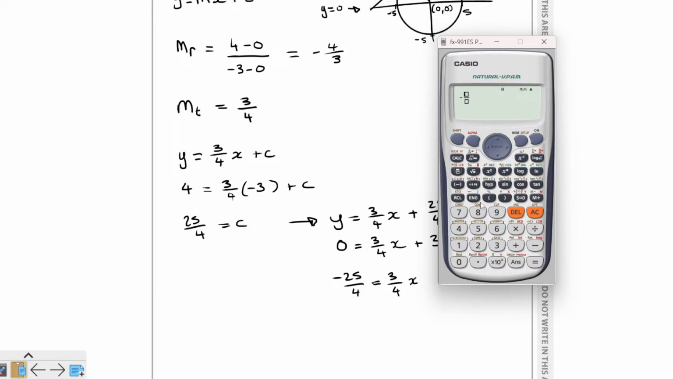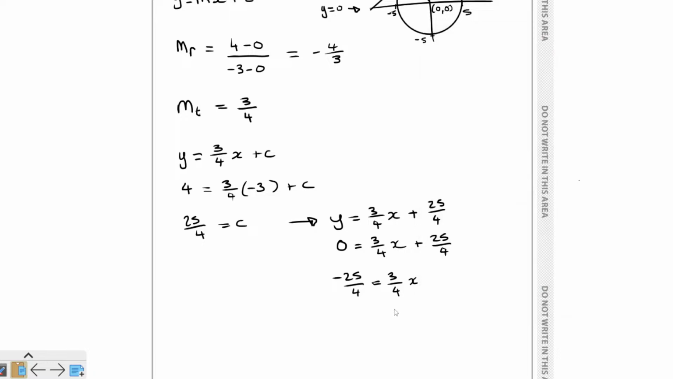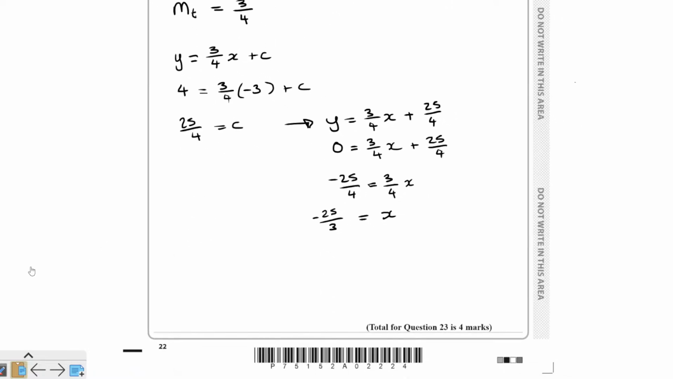So negative 25 over 4 divided by 3/4 is negative 25 over 3, which is, I mean, if it was 8, it would just give you negative 8, wouldn't it? It's obviously not negative 8. Negative 8.3 recurring. So x equals negative 25 over 3. So you go, is he correct? Well, obviously no, because that's not the same number as 8, is it?